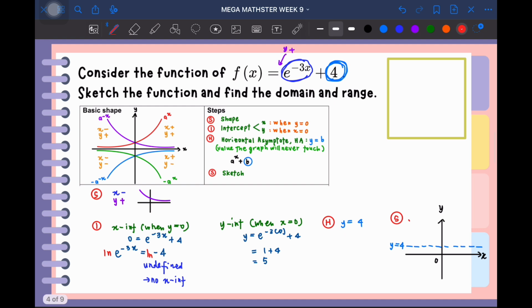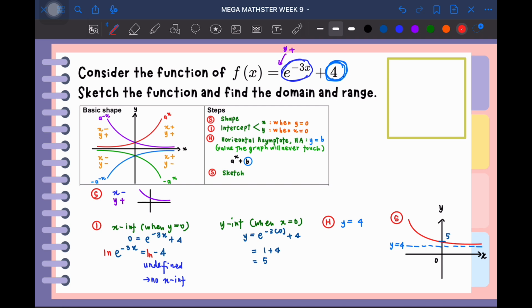Now take your pencil and just do it like this. It must not touch the dotted line that you have drawn. Be careful not to touch it. Just like that. And then label your y-intercept. Our y-intercept is 5, so over here is going to be 5.